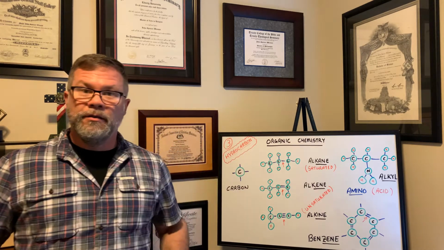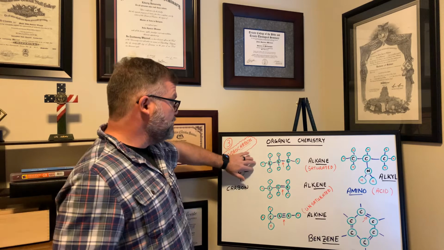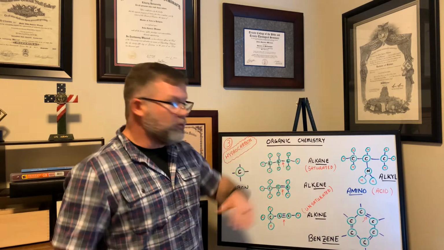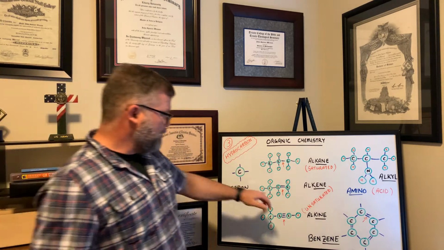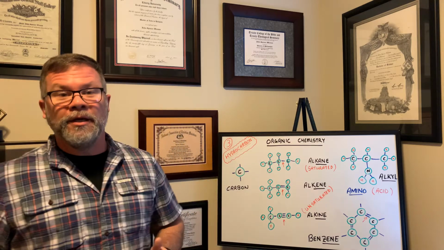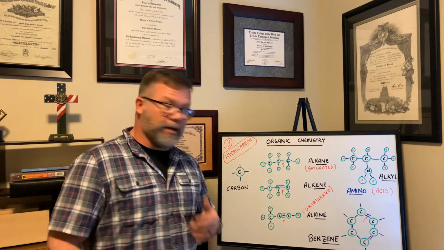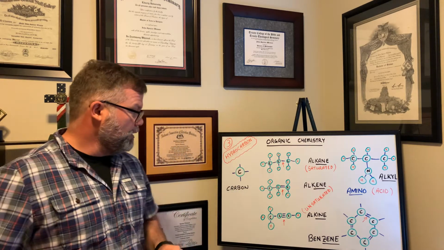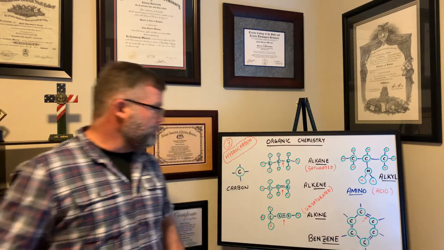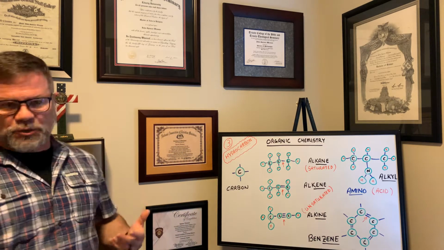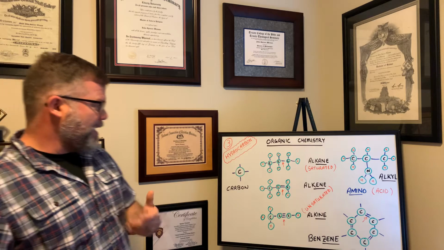Different ways that we can organize these hydrocarbon chains. Single bonds, all bonds in this particular chain are single. We call those an alkane. If there's a double bond, they don't all have to be double. They just have to have at least one double bond. We call those alkene. And if there's a triple bond, again, not all of them, just one, it's an alkyne.